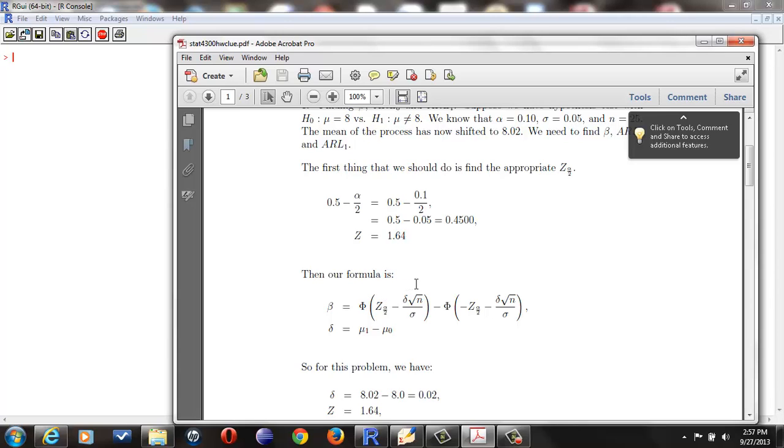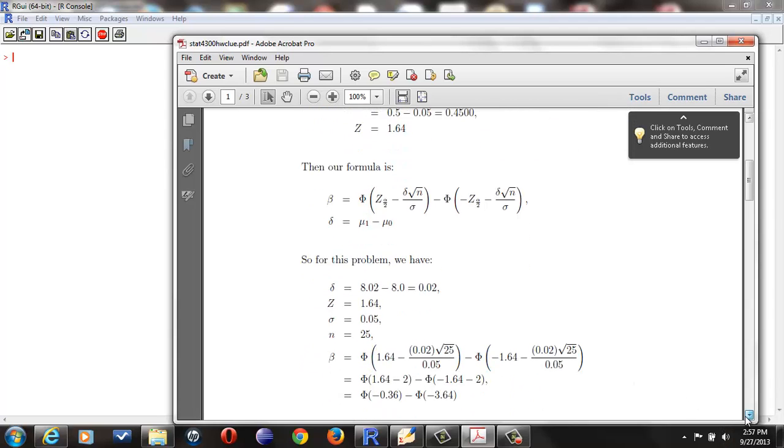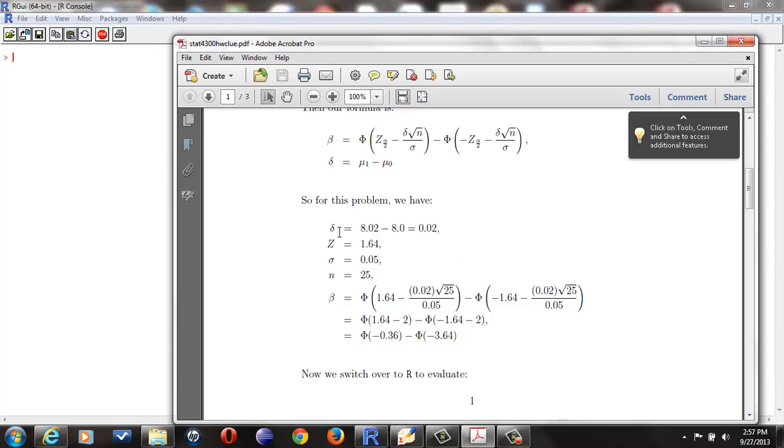Okay, now the beta formula is the capital Phi of z alpha over 2 minus delta times square root of n over sigma, minus Phi of minus z alpha over 2 minus delta times square root of n over sigma, where delta is mu1 minus mu0. Okay? For this particular problem, let me scroll up. You're going to have delta equal to 8.02, that's your new one, minus 8, equal to 0.02. The z, which we just found a minute ago, is 1.64. We know that sigma is 0.05, and we know that n is 25.